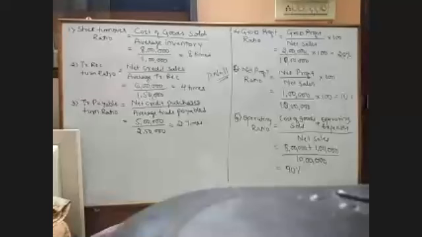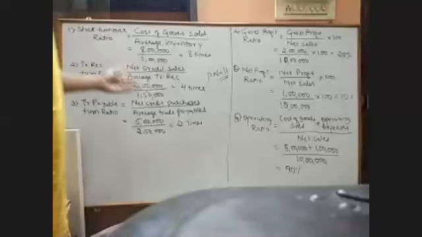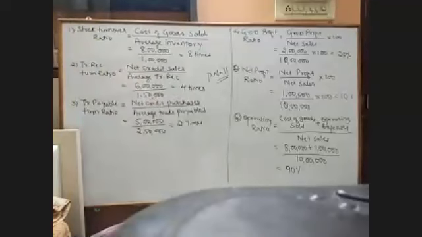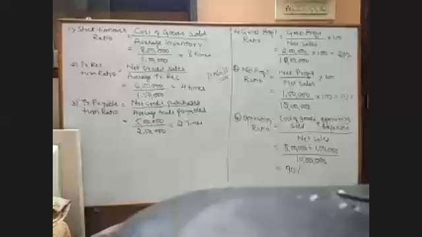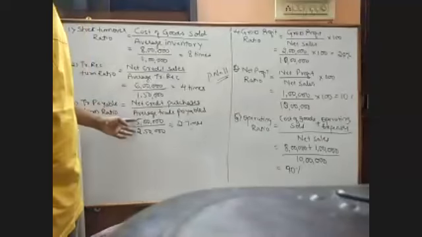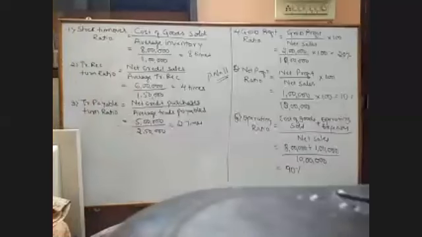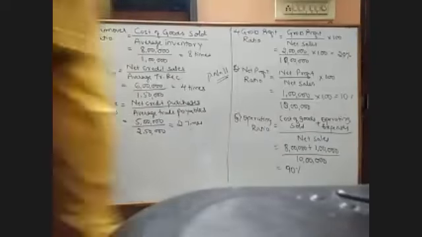The next is trade receivable turnover ratio, which is equal to net credit sales divided by average trade receivables. Both pieces of information are available in the problem, that is 6 lakh and 1 lakh. And the next is trade payable turnover ratio, which is equal to net credit purchases divided by average trade payables. These two are also available in the problem, 5 lakh and 2 lakh 50. Hence the result will be 2 times.